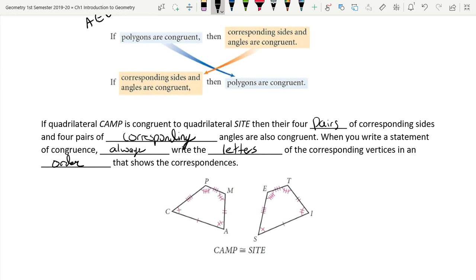So what does that mean? If I have CAMP, and it's congruent to the other polygon, then if angle C is congruent to angle S, so I'll put an S here, what angle is A congruent to? What angle does A correspond to? A has 2 dashes, I has 2 dashes, so I. What about M? M has 3 dashes, and so does T. What about P? P has 4, and so does E, so E. So the order should show the correspondence between the angles.